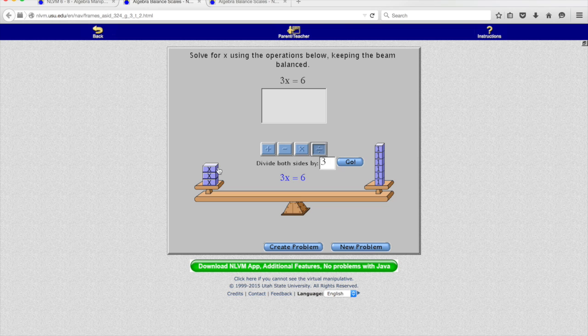Dividing both sides, this side by 3, we'll get 1x. Divide this side by 3 and we'll get our answer. So if I click go, this is now down to 1/3 of what it was, as was this side. This side of 6 was divided and is now just 2. And so we get our answer. A single mystery block equals a weight of 2.